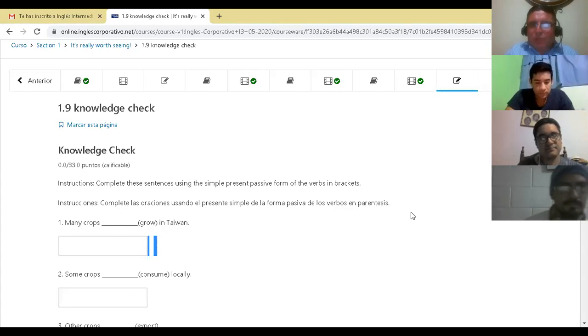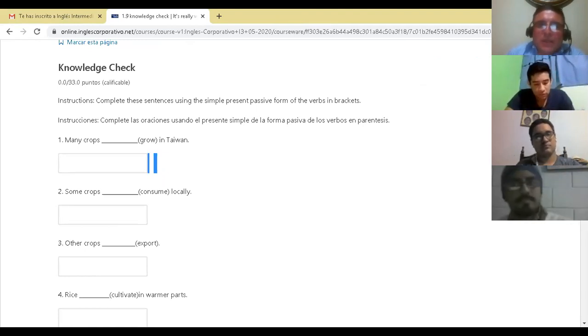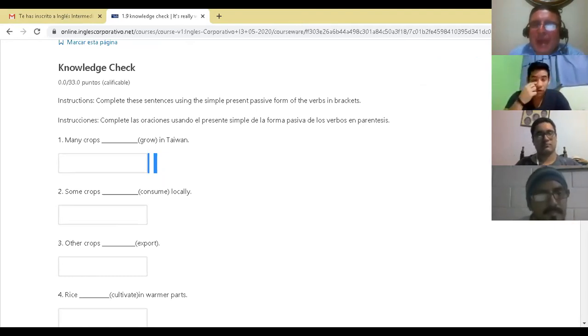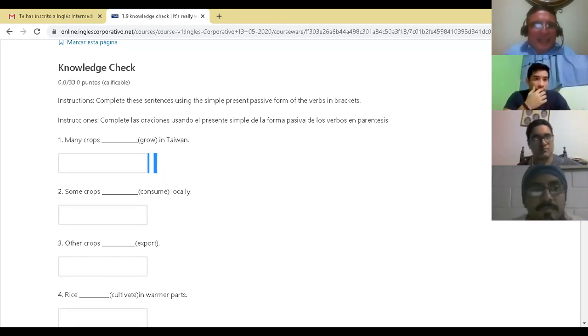So here we're practicing with passive voice as well. What is the answer for number one? Many crops are grown in Taiwan. Grow, grew, grown. Remember, when we are in a real life scenario, you use the past participle when you least expect it. So it's something that you guys need to be reading and studying every day.